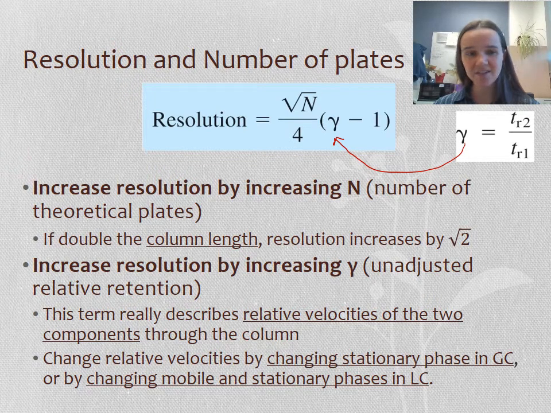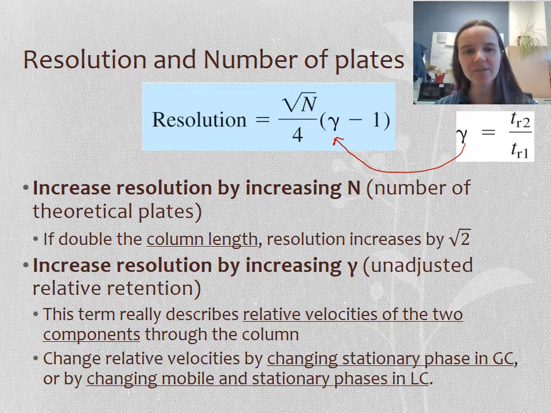Easiest way to do this is to increase the length of the column. More length of the column equals more theoretical plates. If you doubled column length, then you're going to increase the resolution by the square root of 2, because doubling column length doubles the number N of plates.